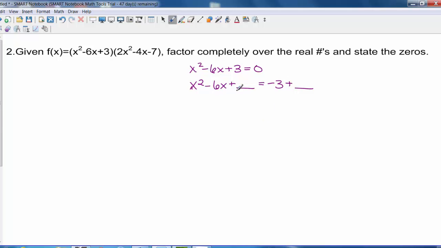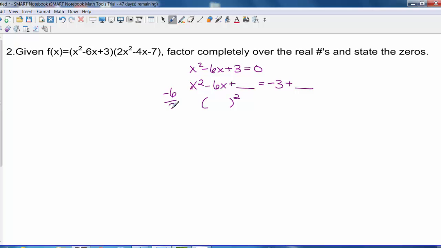Because remember, if I add something to the left side of the equation, I have to add it to the right side of the equation in order for it to stay equivalent. That would be your additive property of equality. So in order to come up with the quote perfect number, I mean that I want this to be a perfect square trinomial, meaning I want it to be able to be factored into a binomial squared.